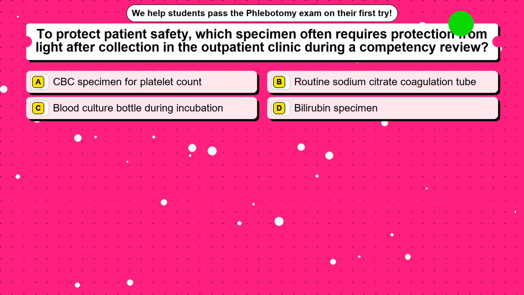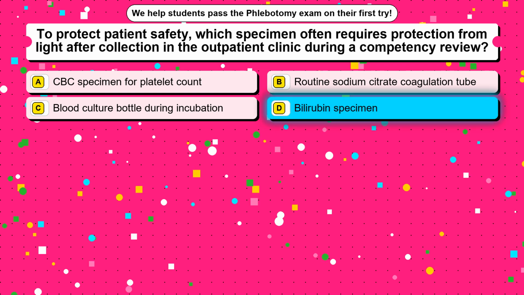Question 31. To protect patient safety, which specimen often requires protection from light after collection in the outpatient clinic during a competency review? Option A. CBC specimen for platelet count. Option B. Routine sodium citrate coagulation tube. Option C. Blood culture bottle during incubation. Option D. Bilirubin specimen. The correct answer is option D.